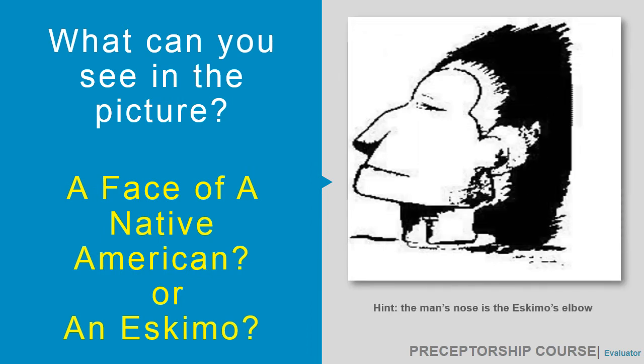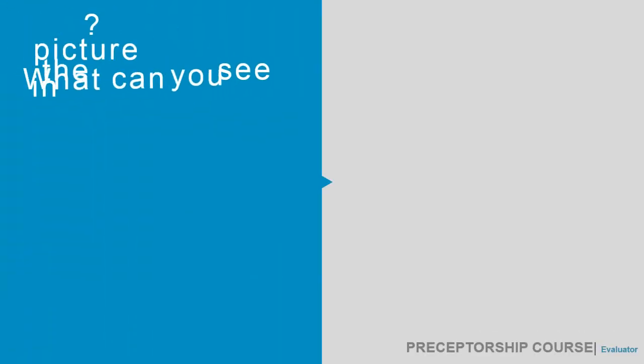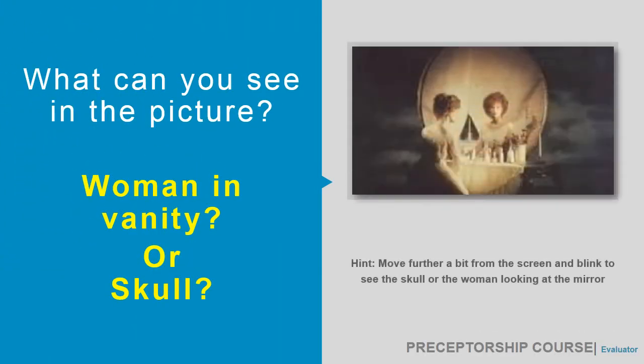How about this? What can you see in the picture? A face of a Native American? Or an Eskimo? Look closely. The man's nose is the Eskimo's elbow. Try again. Check the picture. What images can you see? Woman in vanity? Or skull? Try moving a bit further from the screen, and blink to see the skull. Or the woman looking at the mirror. Were you able to see them?